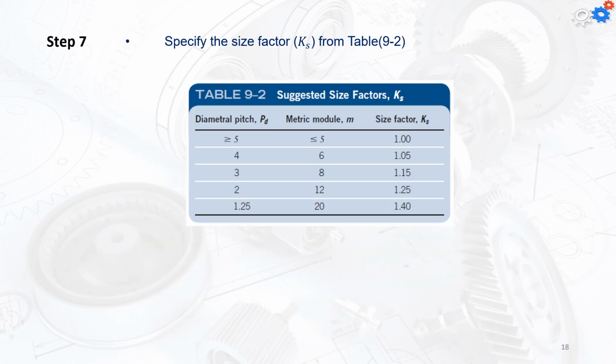Step number 7 is specifying the size factor from table 9.2. Once again, we need to decide what the diameter will be. Is it going to be more than or equal to 5, or anything less than 5 down to 1.25? So we can find the value for the KS based on the metric module M, and the size factor can then be found. You remember that we found the M from the first step of the calculation.